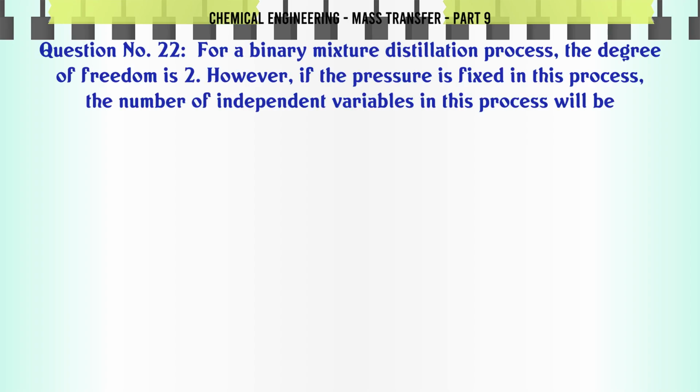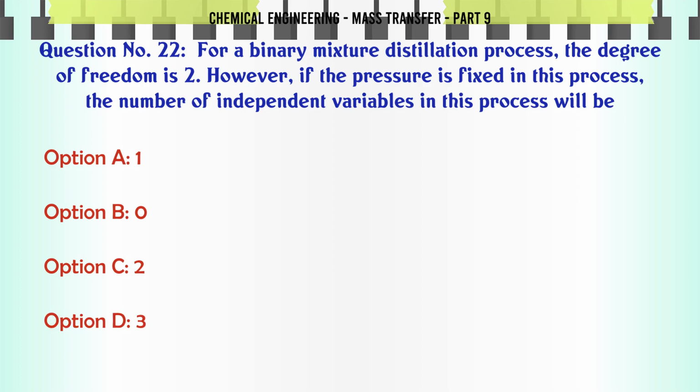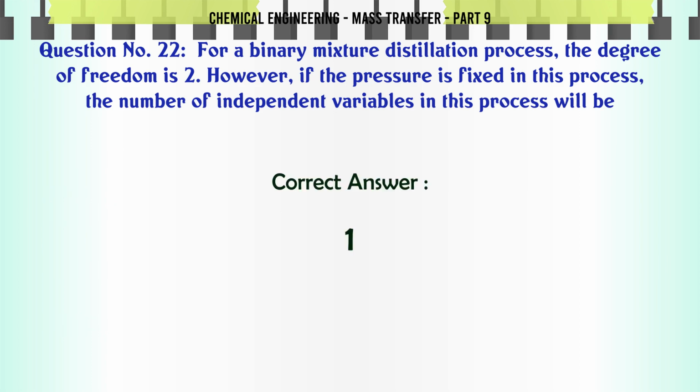For a binary mixture distillation process, the degree of freedom is 2. However, if the pressure is fixed in this process, the number of independent variables in this process will be A. 1, B. 0, C. 2, D. 3. The correct answer is 1.